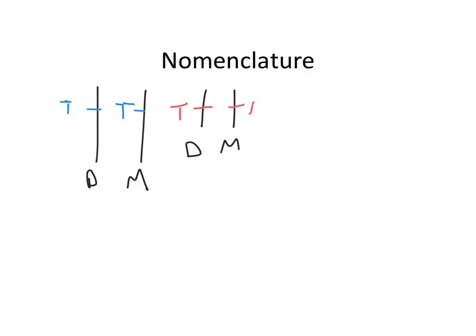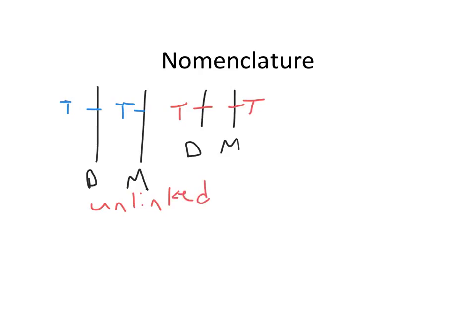Also homozygous for tails. Are these genes linked or unlinked? If the genes are on separate chromosomes, are they linked or are they unlinked? Our coins are unlinked. So these genes are unlinked.